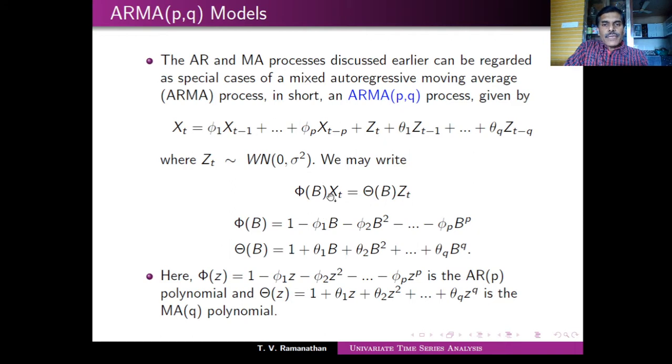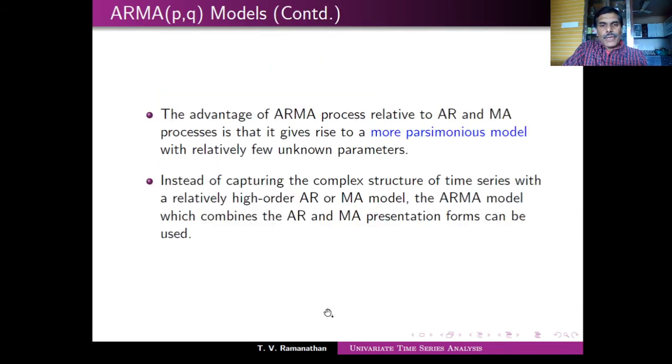We may write them in terms of polynomials. So you have phi(B) xt equal to theta(B) zt, where phi(B) is 1 minus phi 1 B minus phi 2 B squared, etc., minus phi p B to the power of p, where B is the backshift operator. And theta(B) is a qth degree polynomial, 1 plus theta 1 B plus etc., plus theta q B to the power of q. So this is the AR polynomial and the MA polynomial.